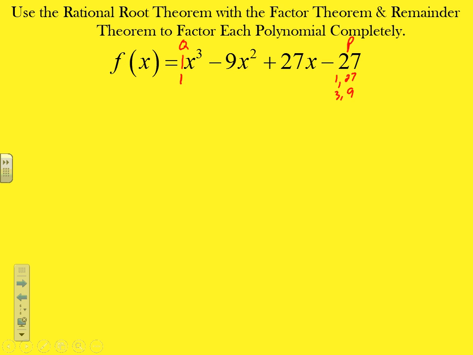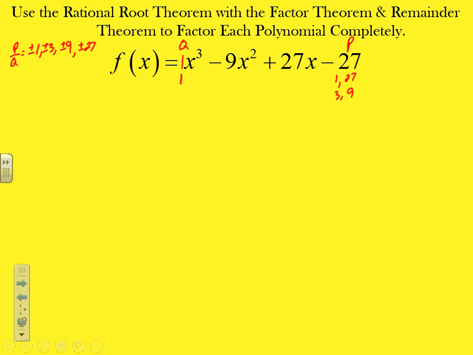I'm going to just use a little bit of space up here in the top left. We would say P over Q, the potential factors are positive negative 1, positive negative 3, positive negative 9, and positive negative 27. Those are all of the potential factors of this particular polynomial.